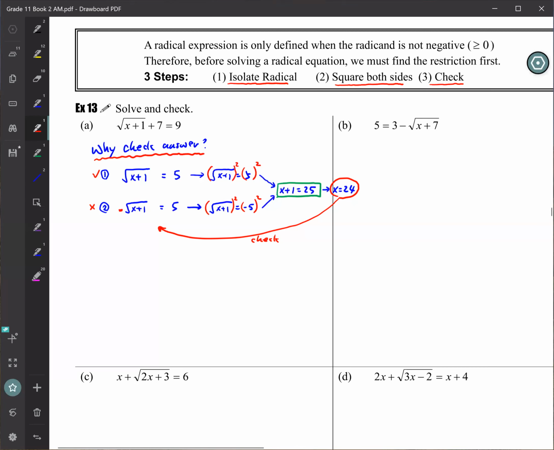Does anyone know why? How come? Look at the process here. We square both sides and then solve for it, get the answer. But how come the same answer only works for one of the original questions?